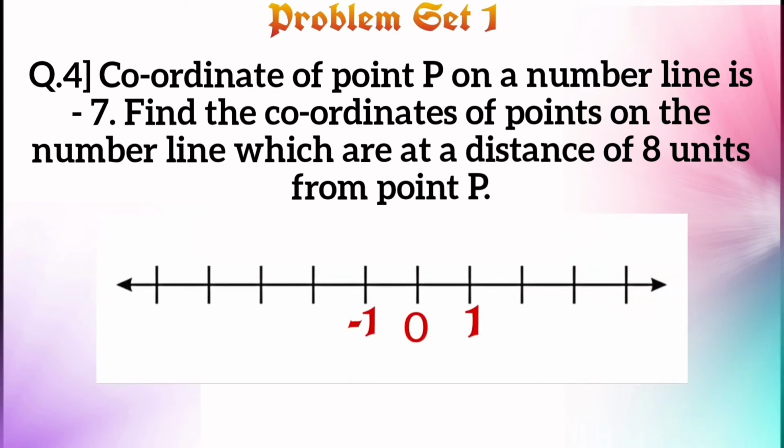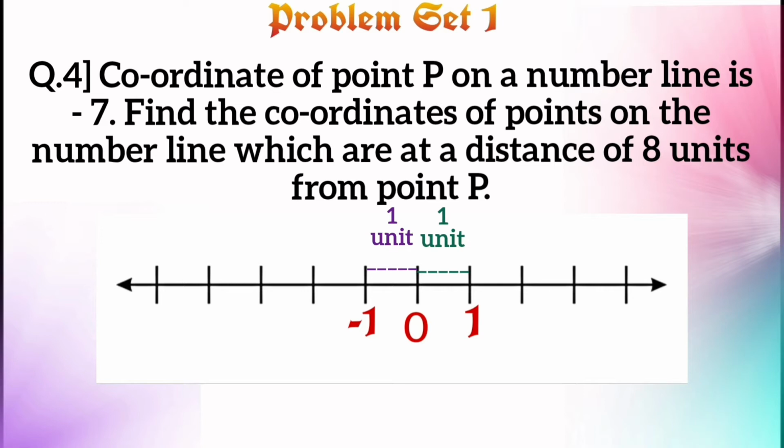Before that, let's understand something, that is 1 and -1. Both are 1 unit far from 0. Okay, 0 is in the center and on one side is 1 and on the other side -1 is present. But both are 1 unit far from 0.